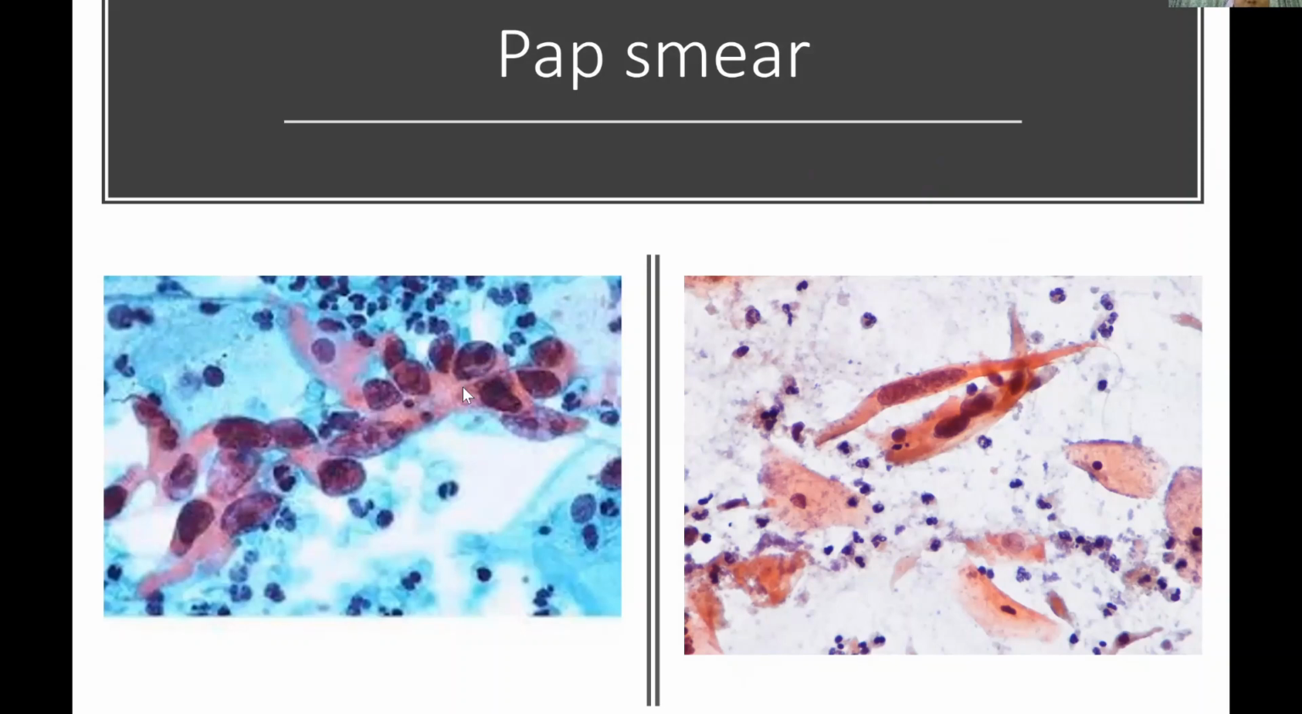Actually, this is a squamous cell carcinoma, similar to this. So you can compare here. This is a normal squamous cell with a very small nucleus. This one, the nucleus is very big, hyperchromatic, and with scant cytoplasm. The background is inflammatory cells, neutrophils. You can see mainly neutrophils because of the tumor necrosis.